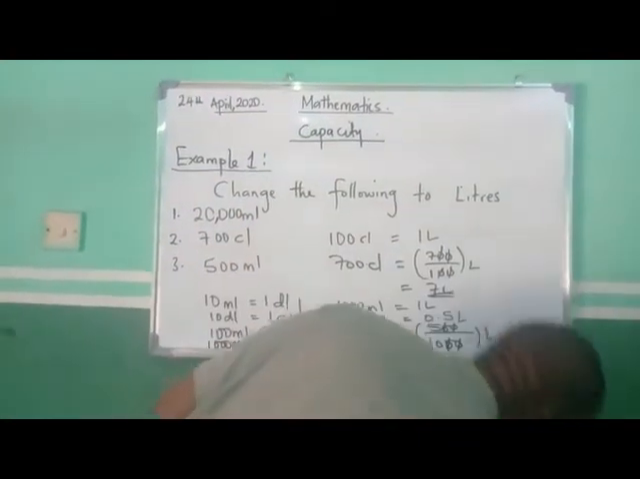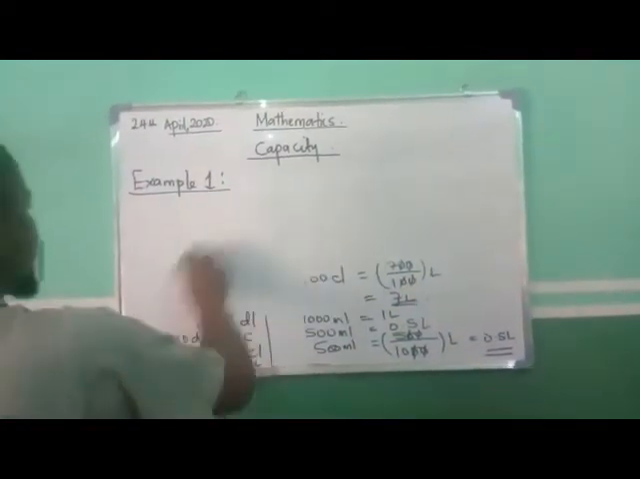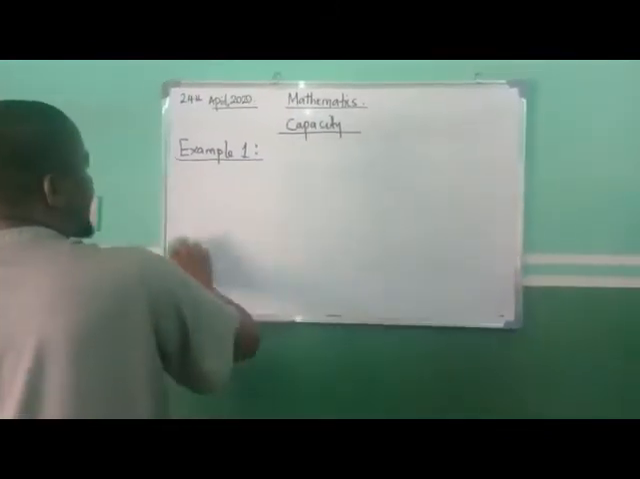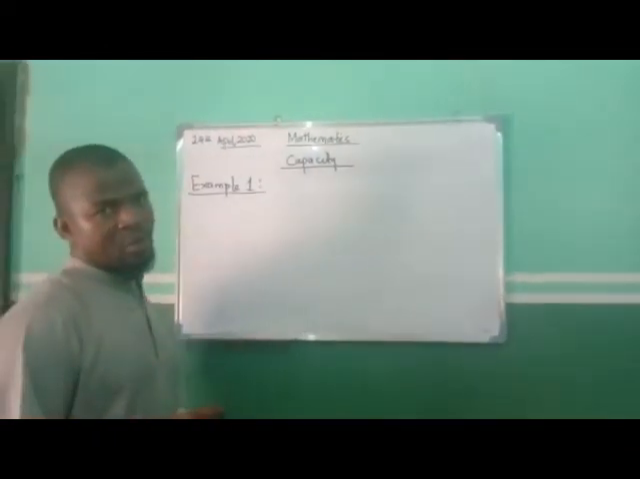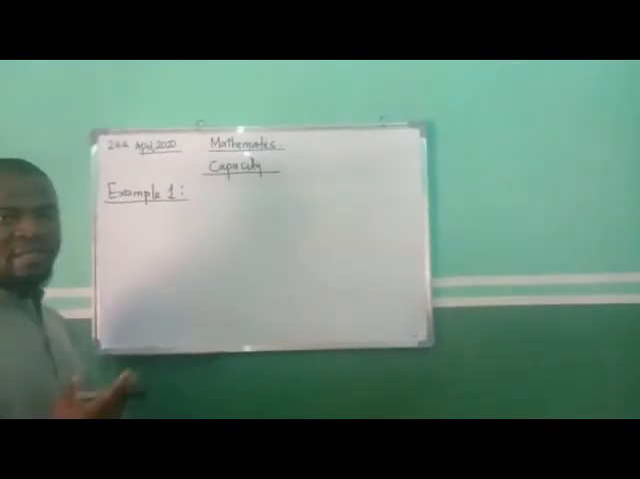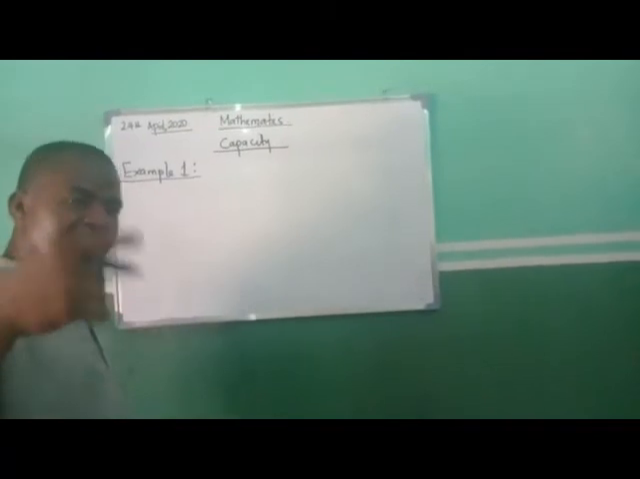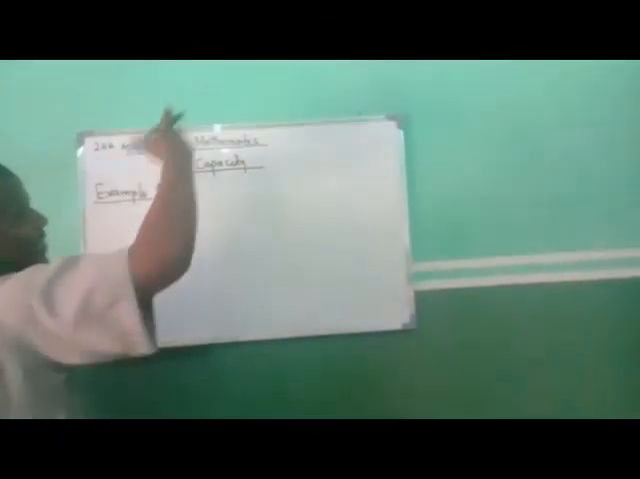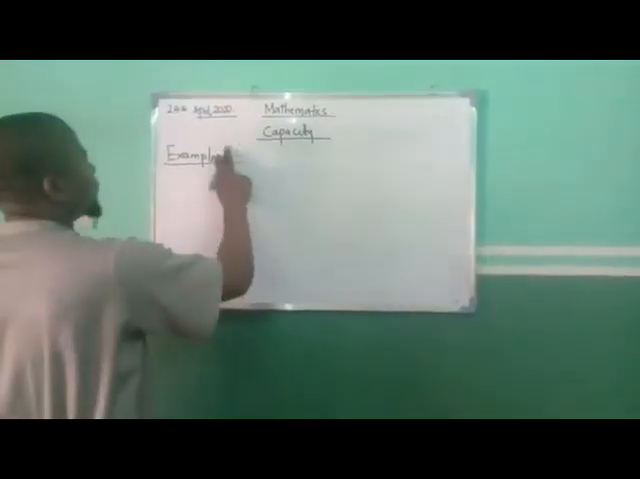So let's take a second example now, quickly. These units are there behind your exercise books, to make reference to, just in case you have mistakes or you see mistakes anywhere. You check the back of your exercise books, you'll be able to see all the units are well expressed there. The relationships between capacity units are there. All right, so let's take an example 2 now.